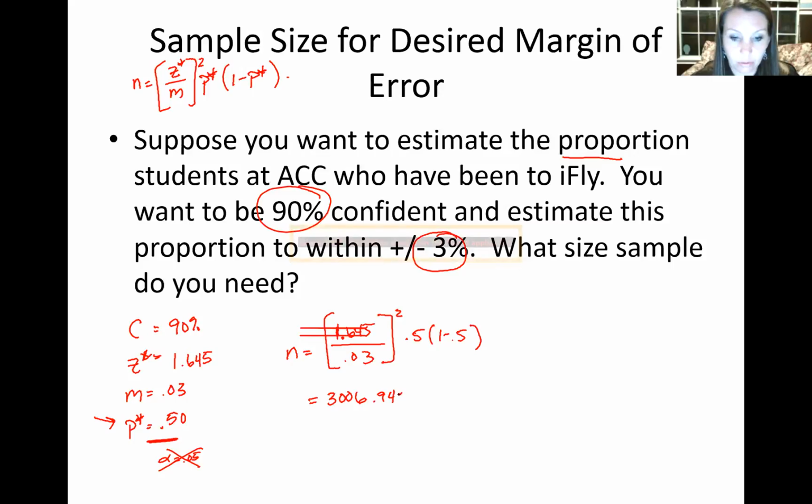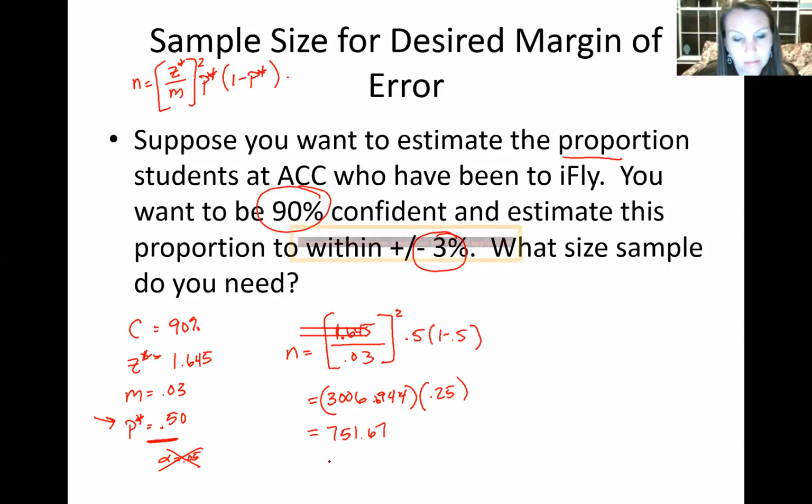694.4444 repeating. And then I'm going to have 0.5 times 1 minus 0.5. So that's really just 0.5 times 0.5, which is 0.25. So then I do that multiplication there, the 694 times the 0.25, which gives me 751.67.